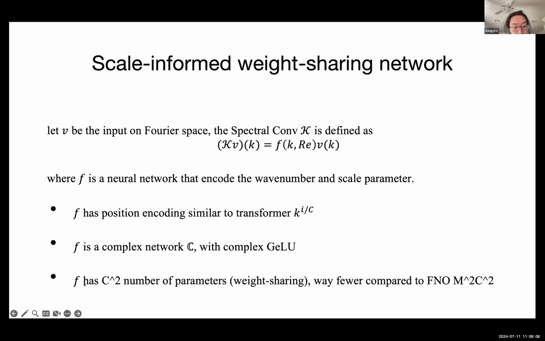Another thing is that this F has channel-squared number of parameters, compared to standard FNO models where we have a weight for each mode separately. In that case, it's n squared, c squared number of parameters. So this new embedding can save a quadratic number of parameters. The design is also similar to the transformer, where we have the value, key, and query matrices that are similar to the function kernel f here.